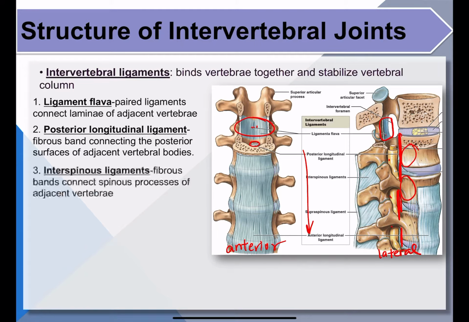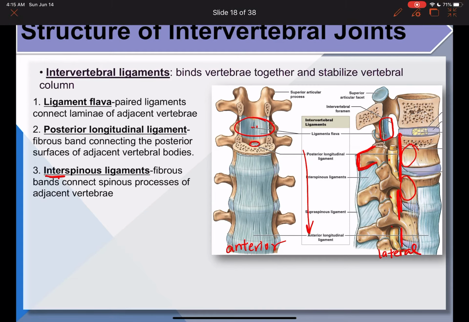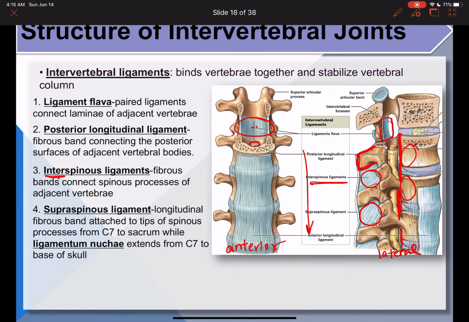Okay, and then the interspinous ligament, again, the name speaks for itself. Remember, this is called the spinous process of the vertebral bone. So interspinous, between the spinous processes of the vertebral bones. So this area here, those are called your interspinous ligaments that connect the spinous processes of the adjacent vertebrae together.